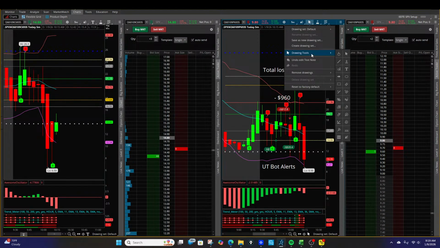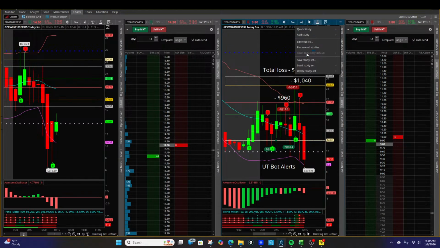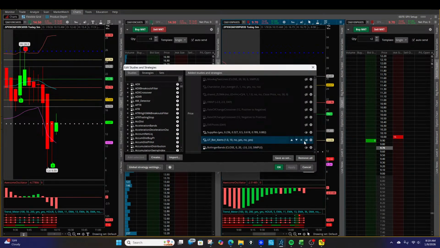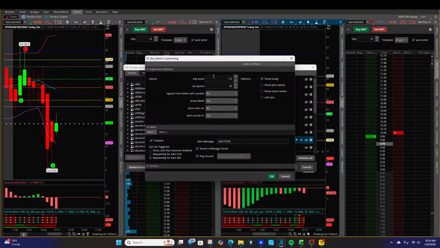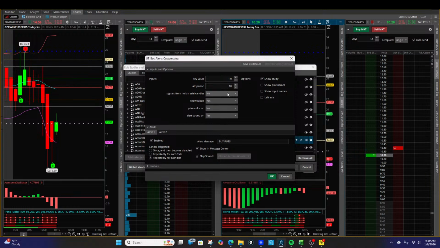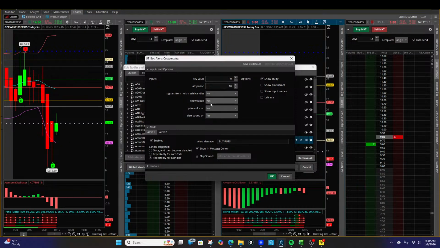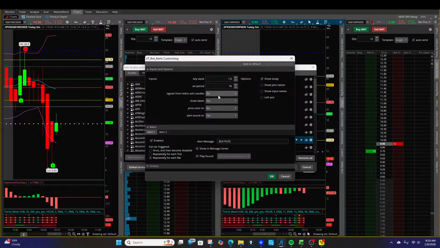Let me let you look at my settings that I have for the UT Bot Alerts. The key value, and they've misspelled value, but the key value is 1, and the ATR period, which stands for average true range period, is 10. Signals from Heikin Ashi candles, I say no because I have Heikin Ashi candles already on my chart, so I don't need that to say yes. I've experimented around though and tried it with yes, and it just changes things a little bit. Let's see.